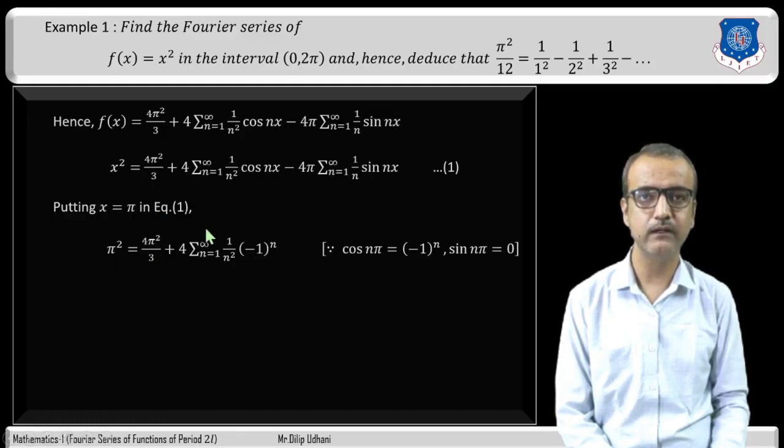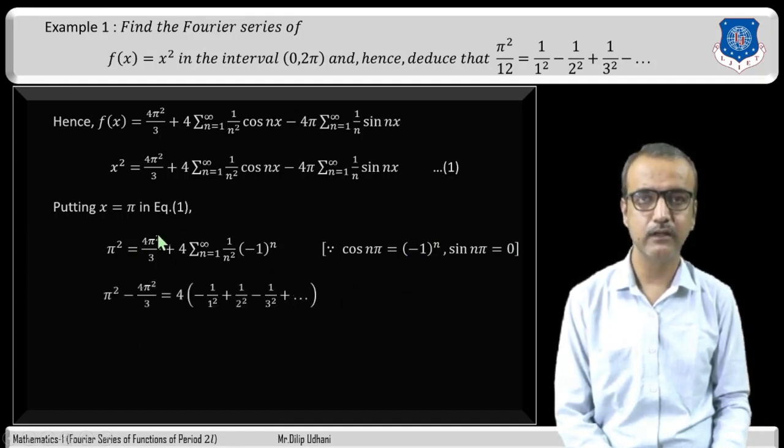square by 3, and the value of sin n pi is 0. So this term will be eliminated, plus 4 sigma from n equals 1 to infinity 1 over n square, and the value of cos n pi, that is minus 1 raised to n. You have to write down this reason. The value of sin n pi is 0 and cos n pi is minus 1 raised to n. Now pi square will be as it is.